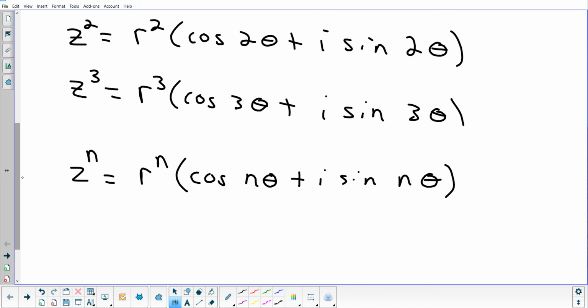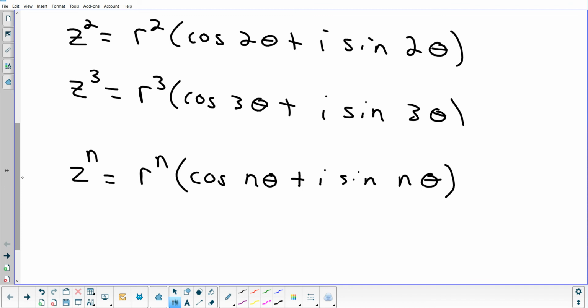And what about the angle? How are we getting that? Yep. You're multiplying it by n. Yeah, you're multiplying the angle by the power.